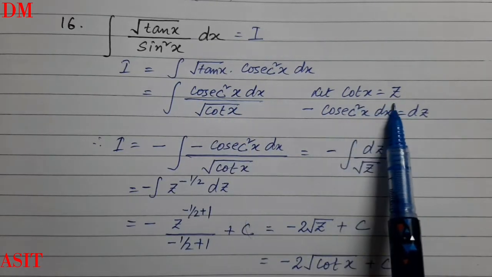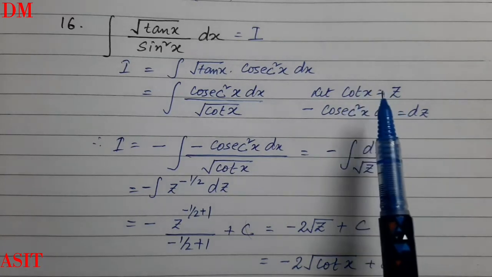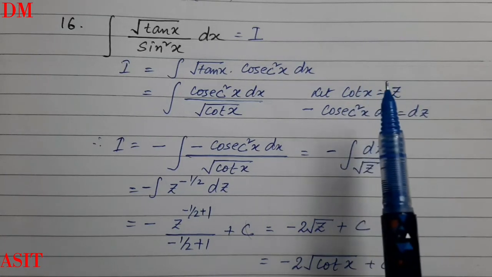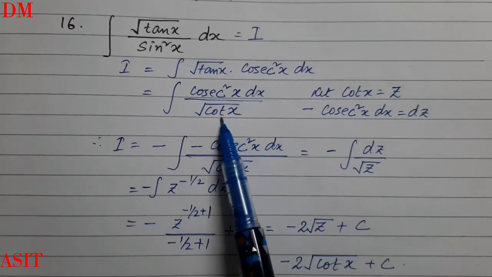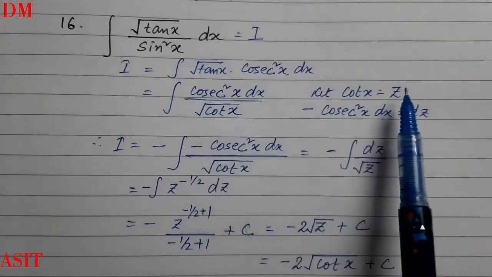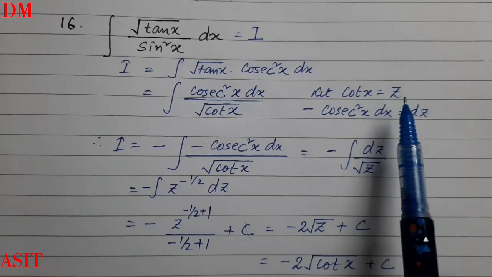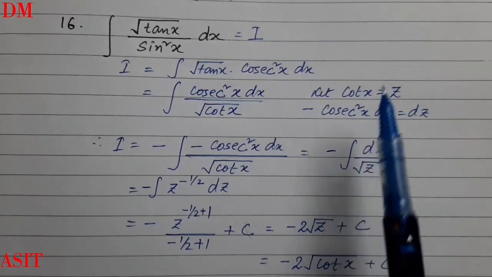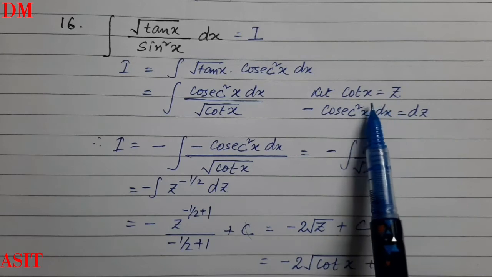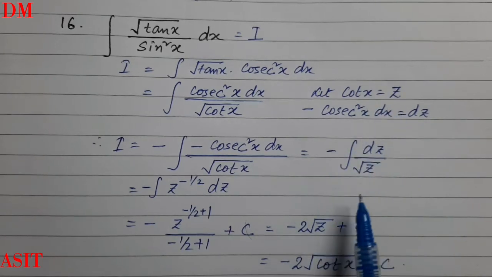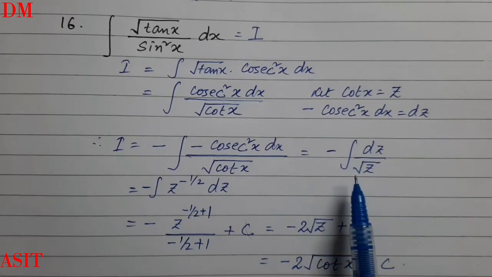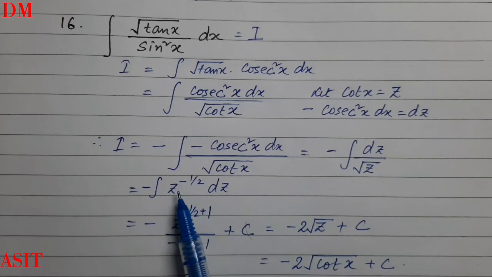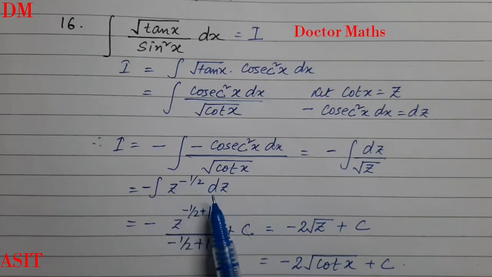I told you that if there is a root, we can consider cot x as z also, because in my previous sums I used to take z square because of this root, to avoid the root. So here I am taking only z, it doesn't matter. That is why I took z here. Therefore dz by root z, which is z to the power minus half dz.